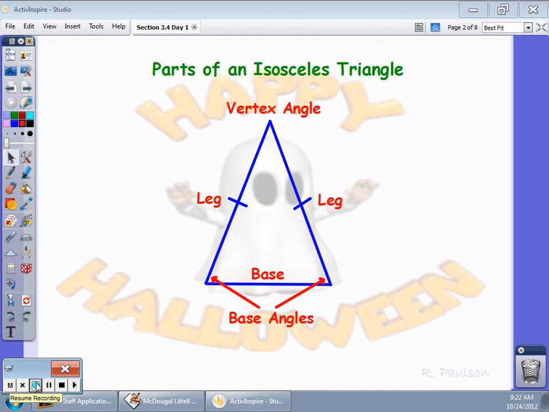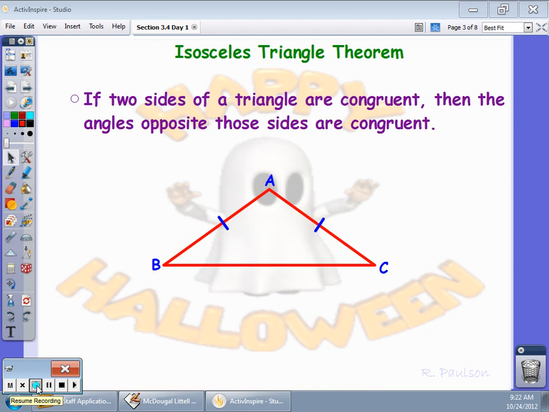Recall that an isosceles triangle has two congruent sides. These congruent sides are called legs, and the third side is called the base. The angles at the base are called base angles, and the angle opposite the base is called the vertex angle of the isosceles triangle.